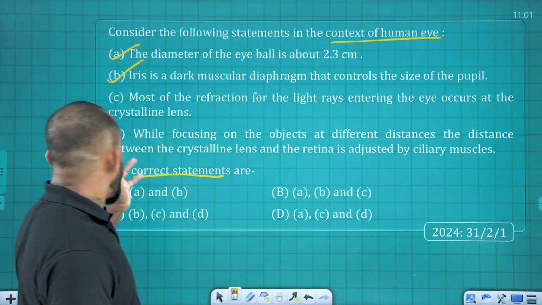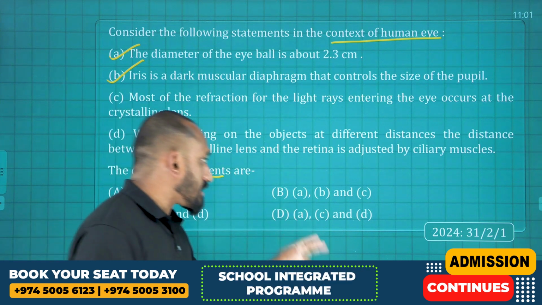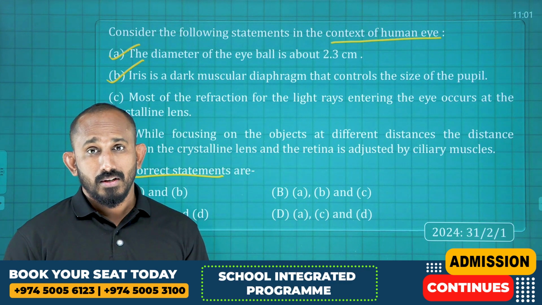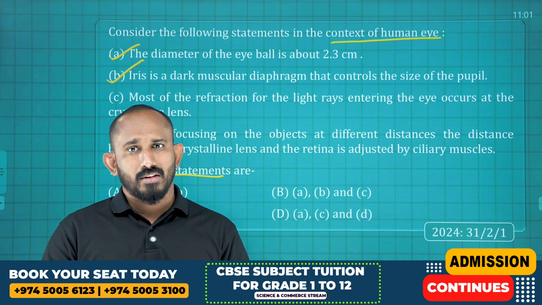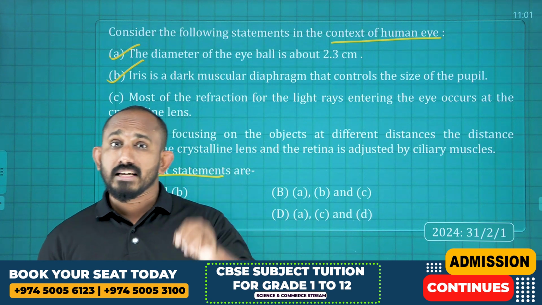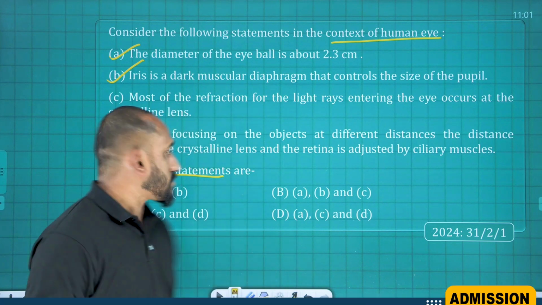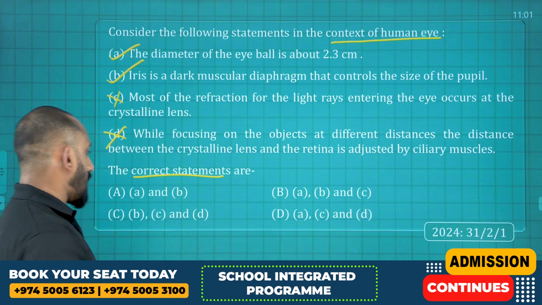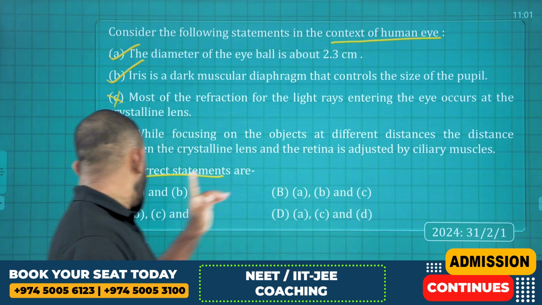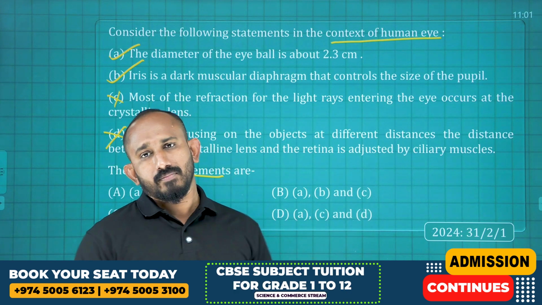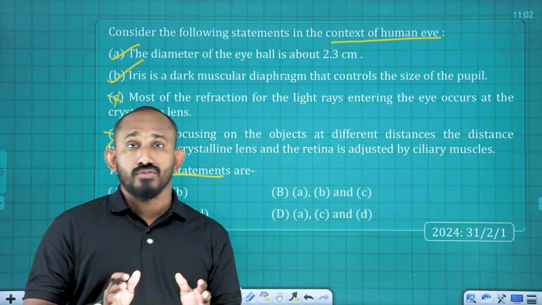The next statement is: while focusing on objects at different distances, the distance between the crystalline lens and the retina is adjusted by ciliary muscles. The distance between the crystalline lens and the retina you can't adjust, that's fixed only. The only duty of the ciliary muscles is to change the curvature of the lens. So this statement is wrong and this also is wrong. So A and B are the correct statements. See the options: A and B, A, B, C, B, C and D, A, C and D are given. So the first two statements are correct, so the answer is A. It's regarding the functioning of different parts of the human eye.